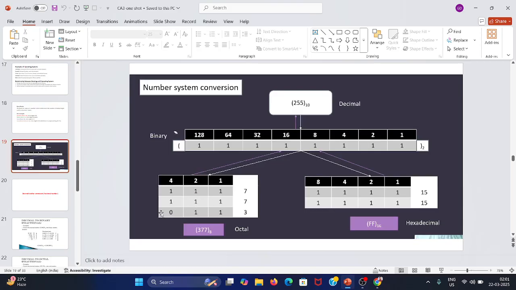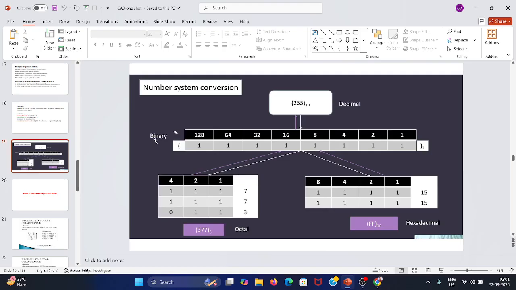In the case of the third row, there is 1 under 2 and under 1. Under 4 there is 0, so we will not consider 4 here. We will just consider 2 and 1, because 1 is present in those boxes. So just add 2 and 1, and the number is 3. This is the converted octal number of that binary number.